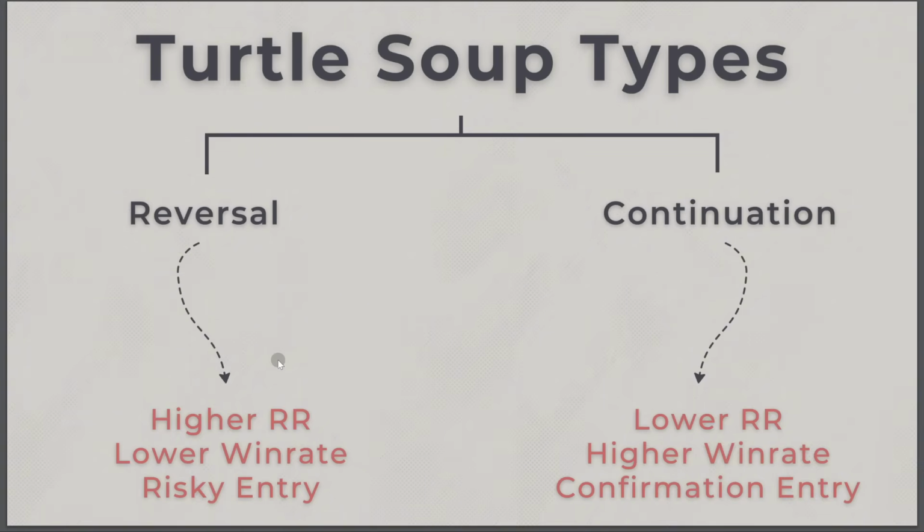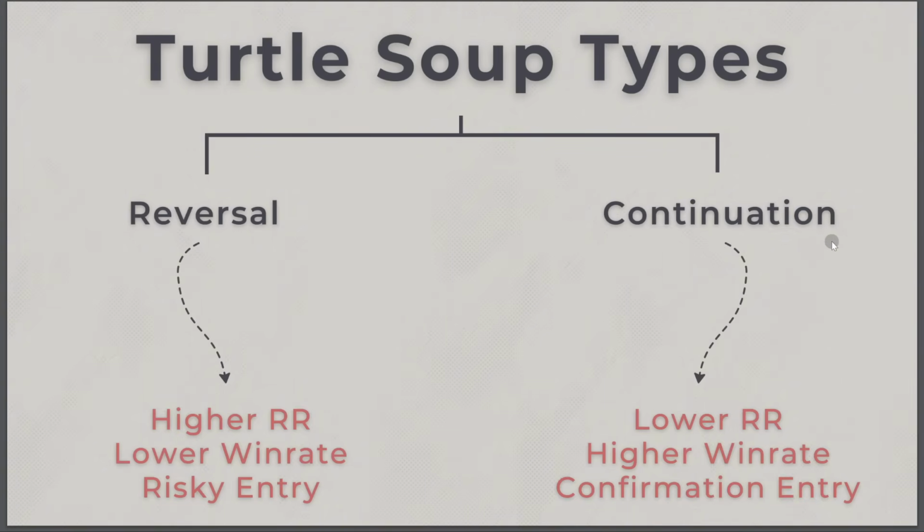But on the other hand, what is happening behind the scenes is that you lose 3 or 4 or 5 trades before catching this one. It's a very risky entry. On the other hand, when it comes to the continuation, we have lower reward to risk, and it's not always about the reward to risk.